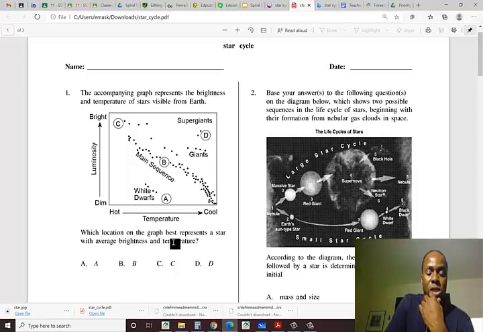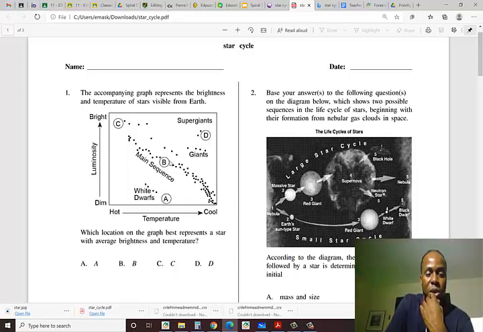My question says represent a star with average brightness and temperature. So A only represents average temperature. A does not represent average luminosity. B, on the other hand, represents average luminosity and at the same time average temperature.